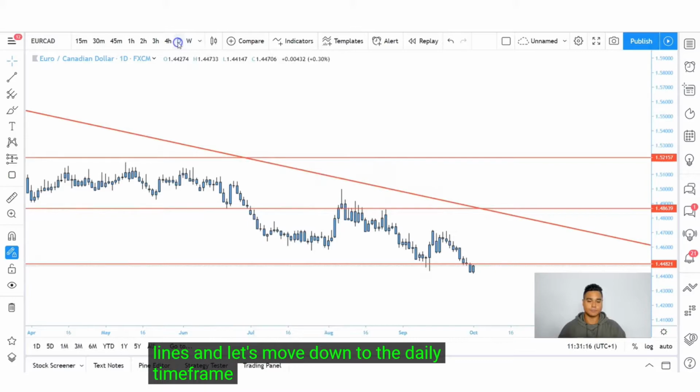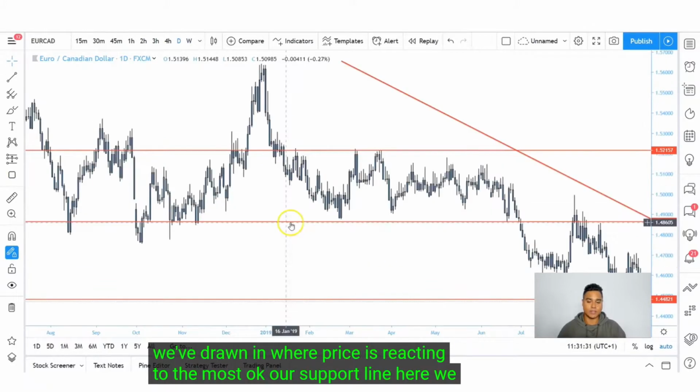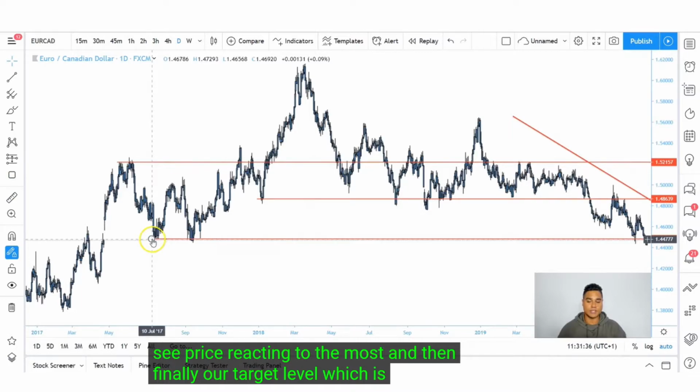Once we move down to the daily time frame, you can see this much more clearly. When we scroll back, what we can see here is the levels that we've drawn in where price is reacting to the most. Our support line here, we see price reacting to the most. And then finally, our target level, which is this major low here, is where price has come to now. Again, I'm not focusing on trying to teach you how to trade. I just want you to identify confluence with the higher time frames and stepping down to your entry time frames.